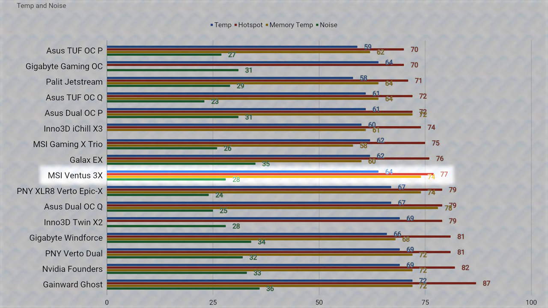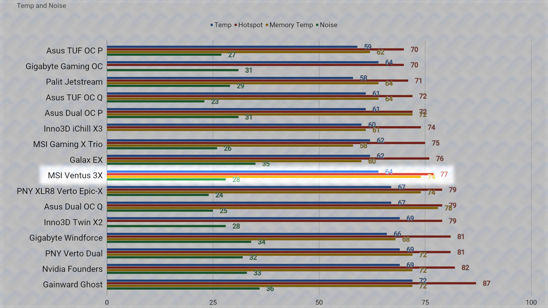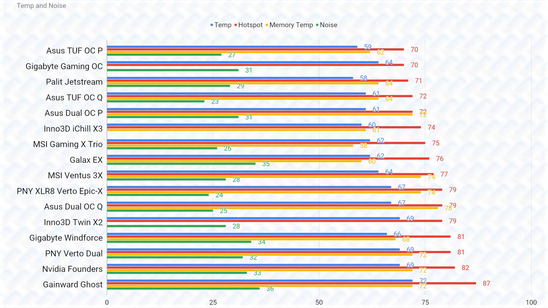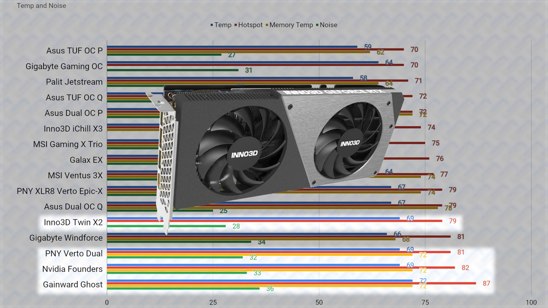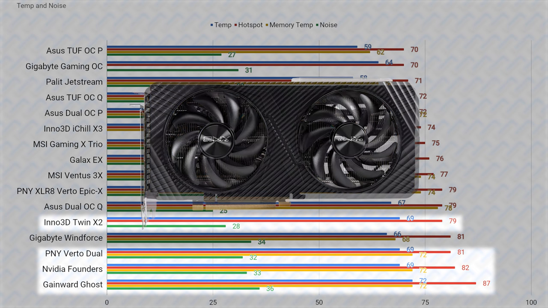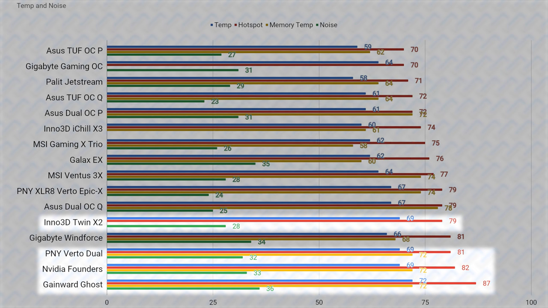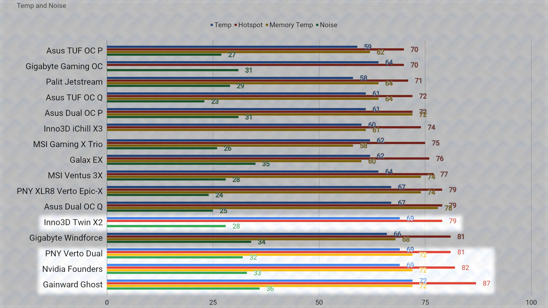On the other hand, the MSI Ventus 3X performs decently well on first glance, but it has a fatal flaw that invalidates this performance. For those looking for a compact dual slot dual fan card, the Inno3D Twin X2 is the best cooled card. The PNY Virto Dual and Gainward Ghost round up the rear together with the Nvidia Founders card, where this time Nvidia is not shooting for the top position.